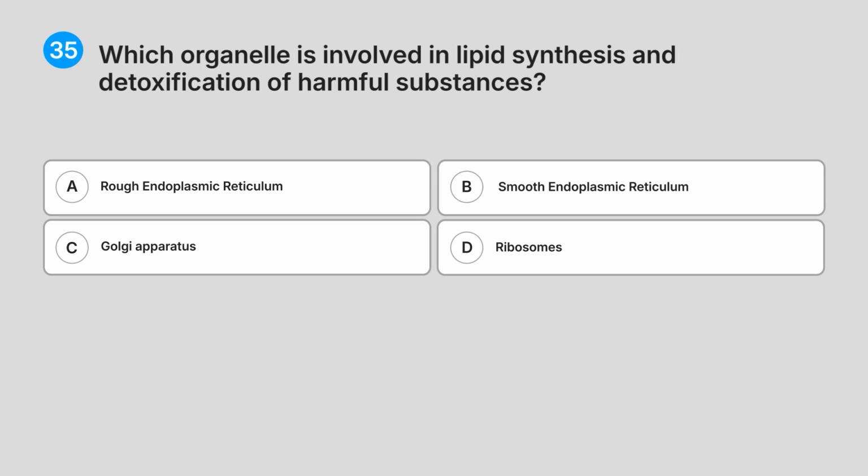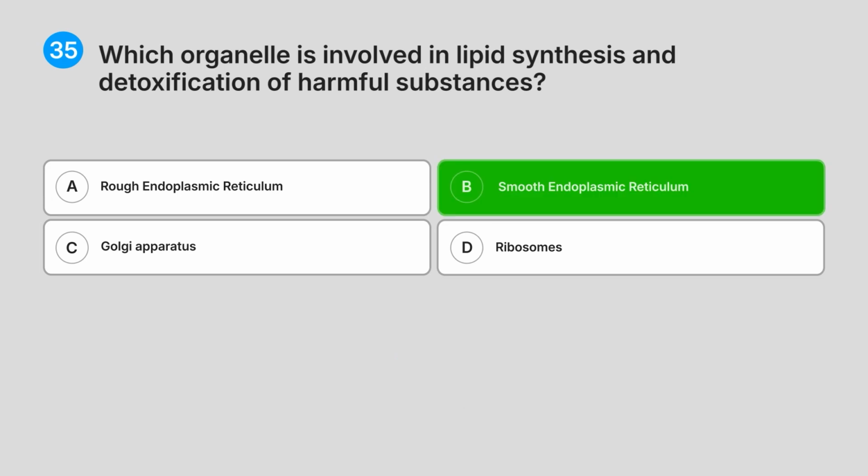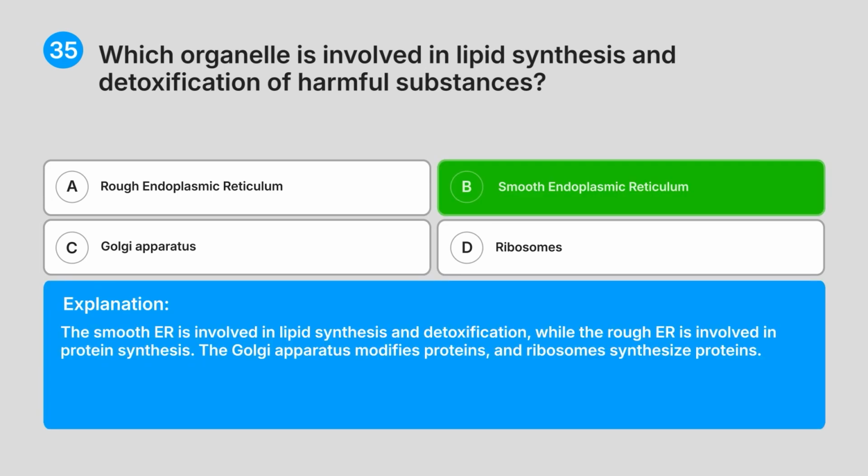Correct answer: B. Smooth endoplasmic reticulum. Explanation: the smooth ER is involved in lipid synthesis and detoxification, while the rough ER is involved in protein synthesis. The Golgi apparatus modifies proteins, and ribosomes synthesize proteins.